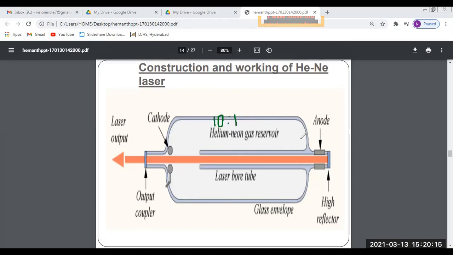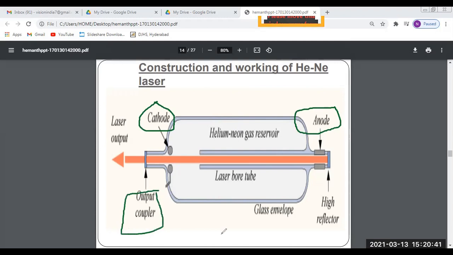We have another important aspect here. On the left hand side there is a cathode, and there is an anode. We have a high reflector on the right hand side, and on the left hand side the output coupler. This is a partially silvered one from which the laser beam comes out. On the right hand side there is a highly reflecting, 100% reflecting surface.